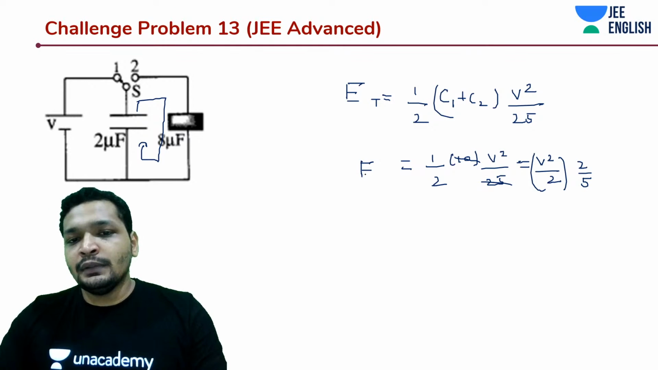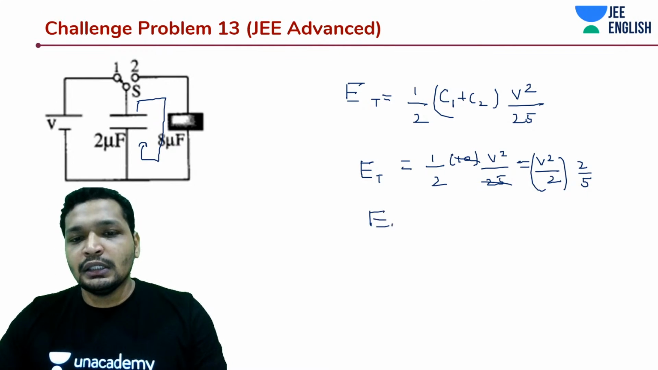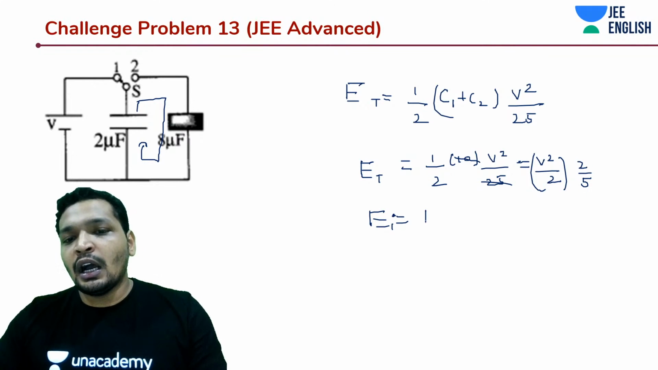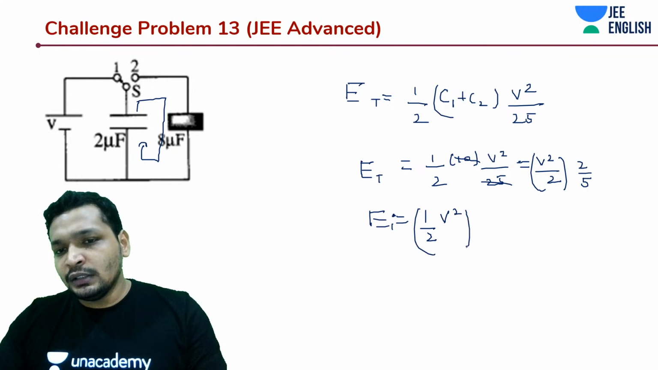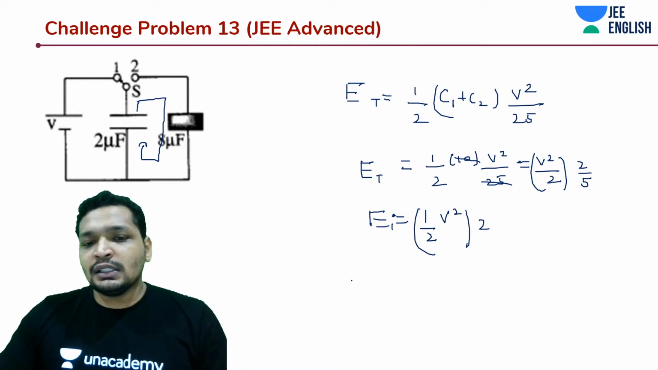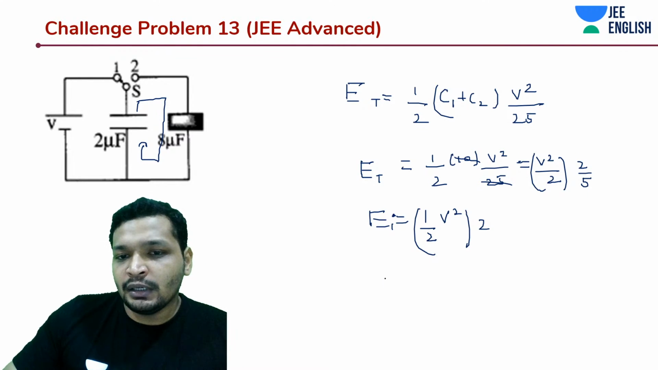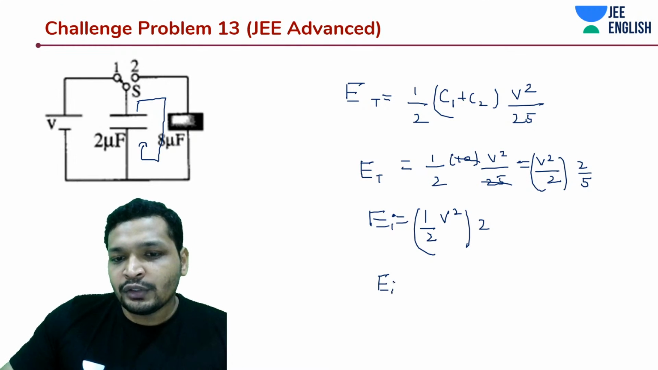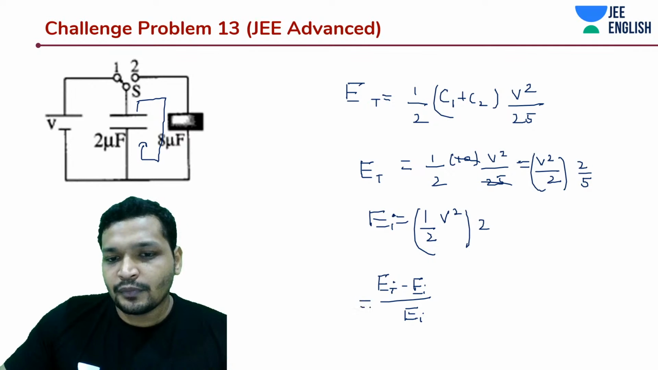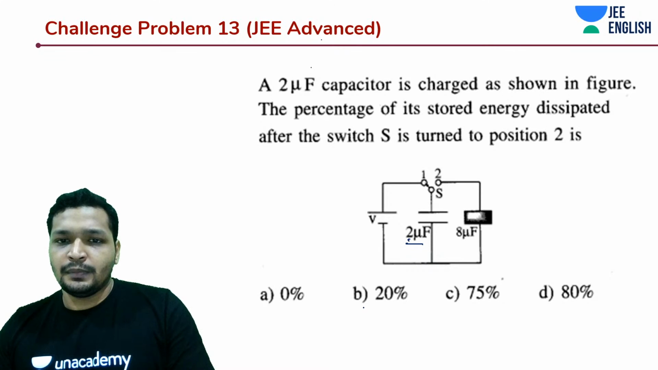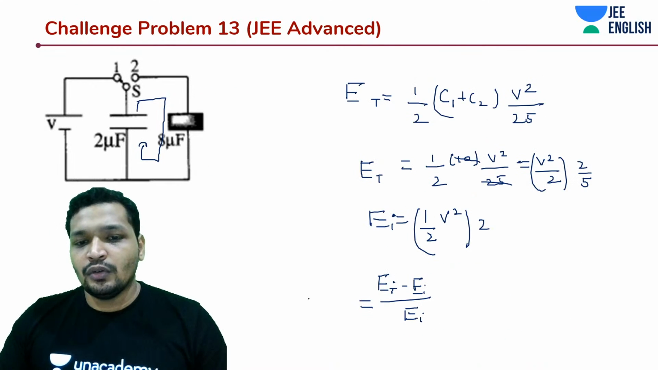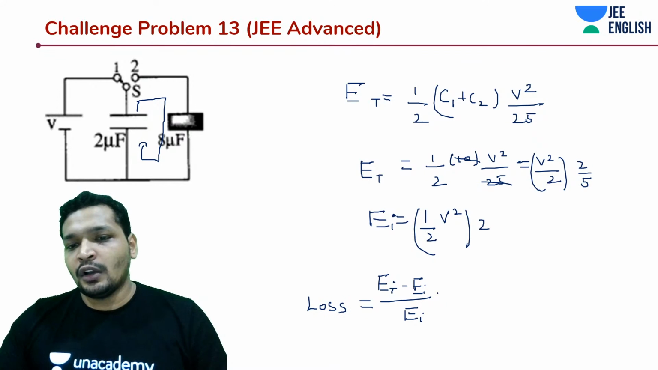This is E total, and what was your E initial? E initial was nothing but half CV square, half V square into C, same thing. Just subtract this to find out the energy loss. E total minus E initial divided by E initial. Okay, they have asked you loss, right, or the change. Okay, loss.